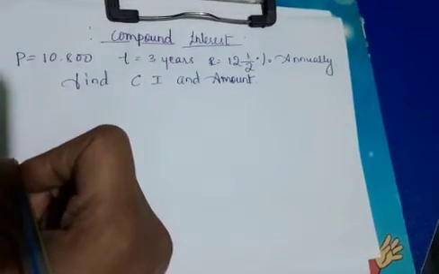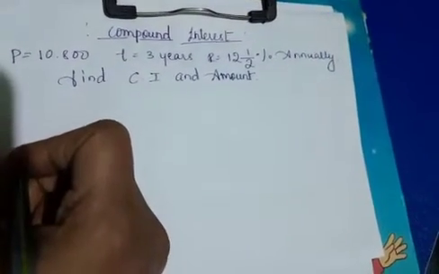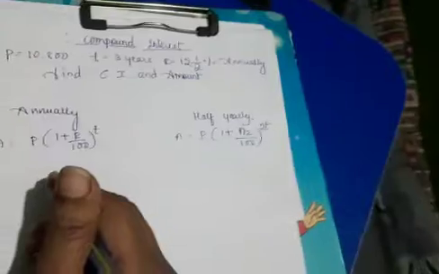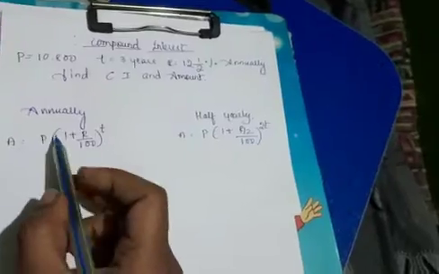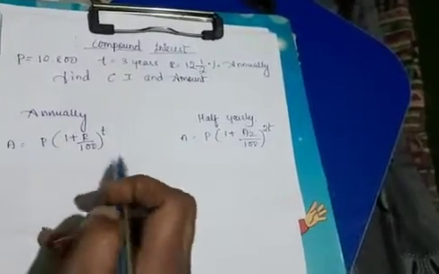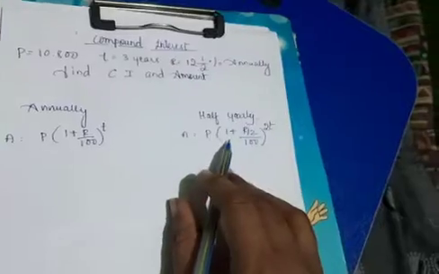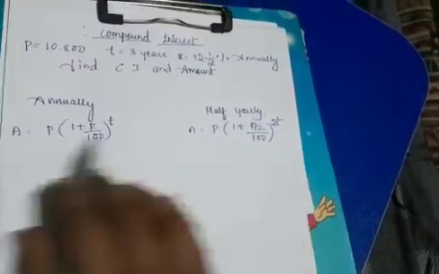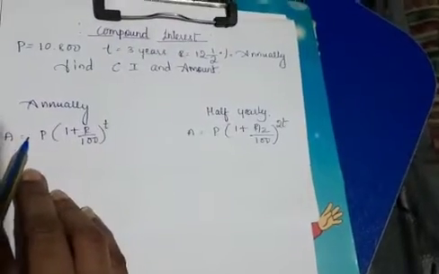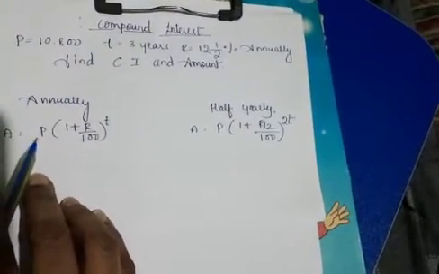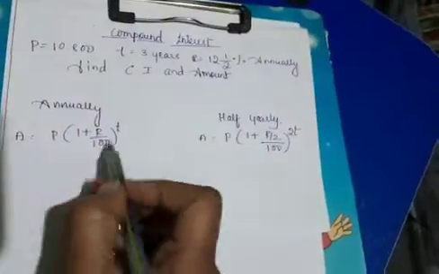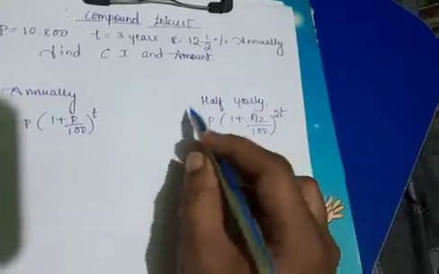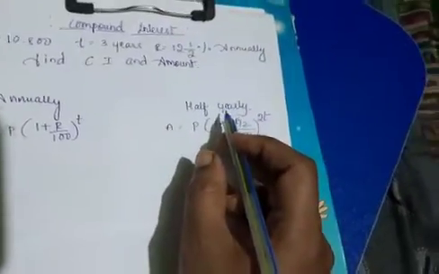See, the compound interest can be found out annually as well as half yearly. For both, we have different formulas. Here we have two formulas. One is for calculating compound interest annually and the other is for finding the compound interest half yearly. So whenever they ask to find the compound interest annually, we will apply this formula, and when they ask us to find the compound interest half yearly, we will apply this formula.